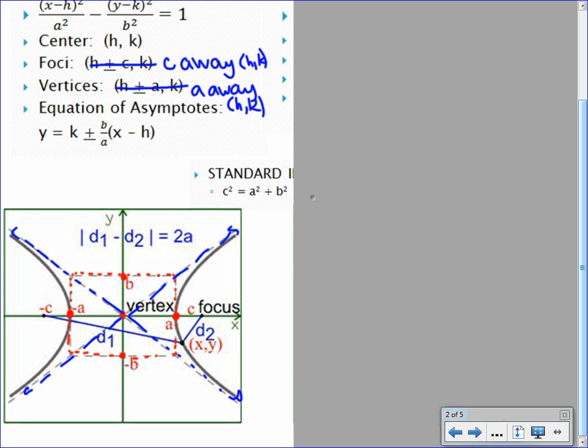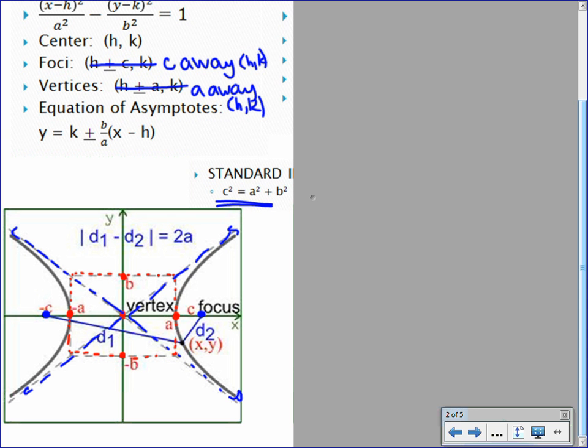Okay. So then from there we can go ahead and write the equations, which we'll talk about. Then our foci are c away. So once you find c, using a squared plus b squared equals c squared, then you can plot your foci inside of your curves, c away from the center.